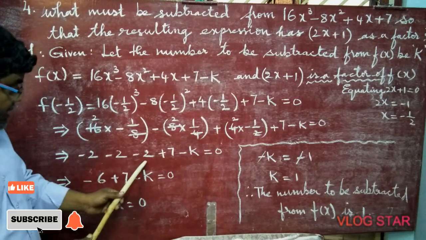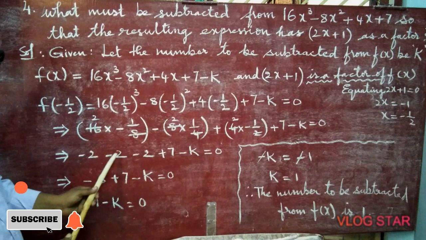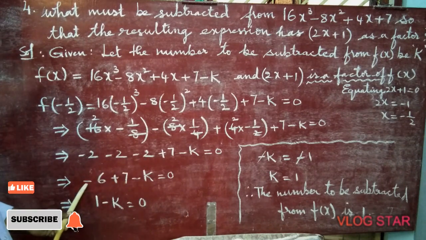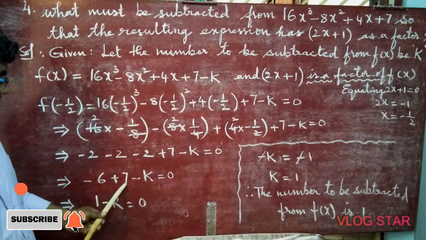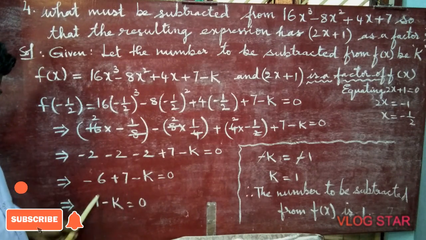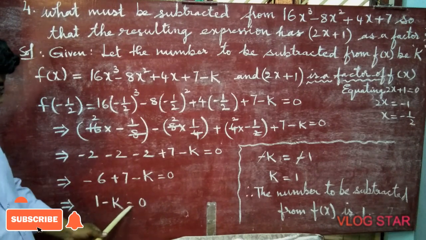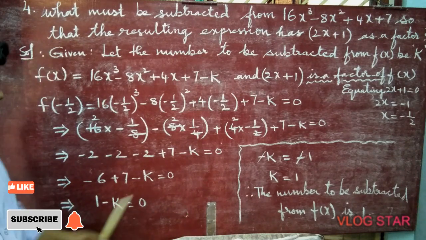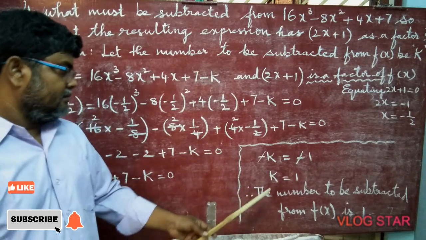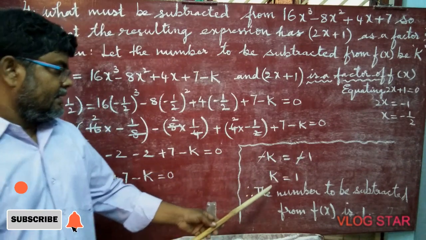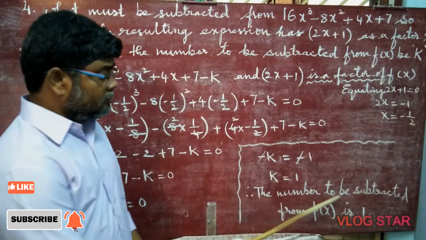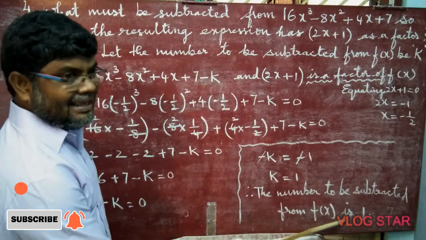Minus 2, again minus 2. So we are going to add 2 plus 2, 4. 4 plus 2, 6. The same sign will come. Plus 7 minus k is equal to 0. 7 minus 6 is 1. 1 minus k is equal to 0. Now minus k goes to the right side, from left to right becomes plus k, so 1 is equal to k. Therefore, the number to be subtracted from f of x is 1.